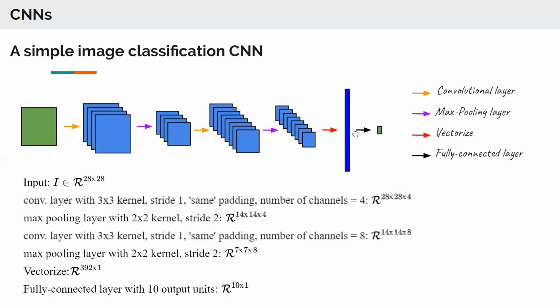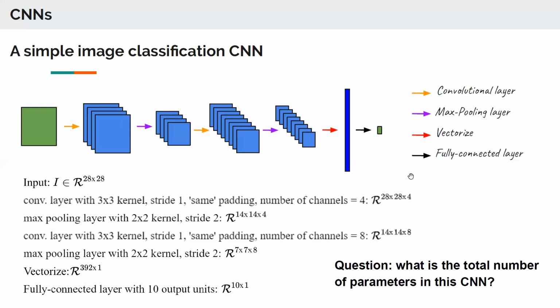And then finally, we will have a fully connected layer. Let's say we want to classify this image into 1 out of 10 classes. Then we will have 10 nodes in this output layer. Basically, if this image belongs to class 3, we would want the third node to be set to 1 and all others to be set to 0. So this vector will represent the probabilities of this image belonging to each of the 10 classes. So this is basically a simple image classification CNN.